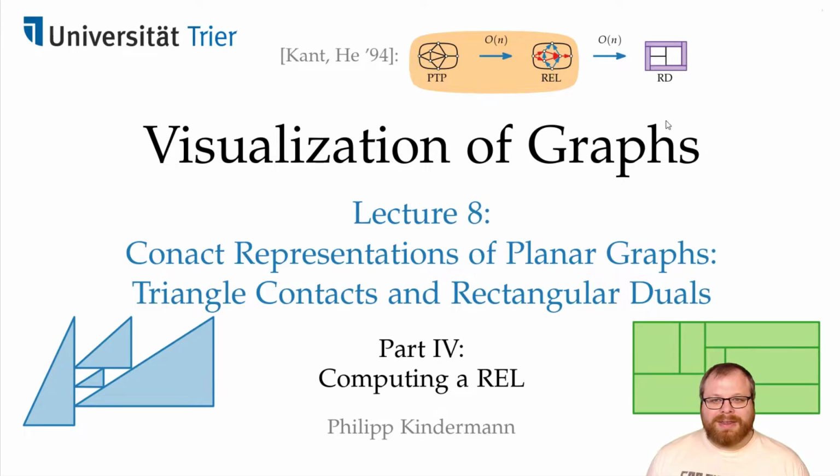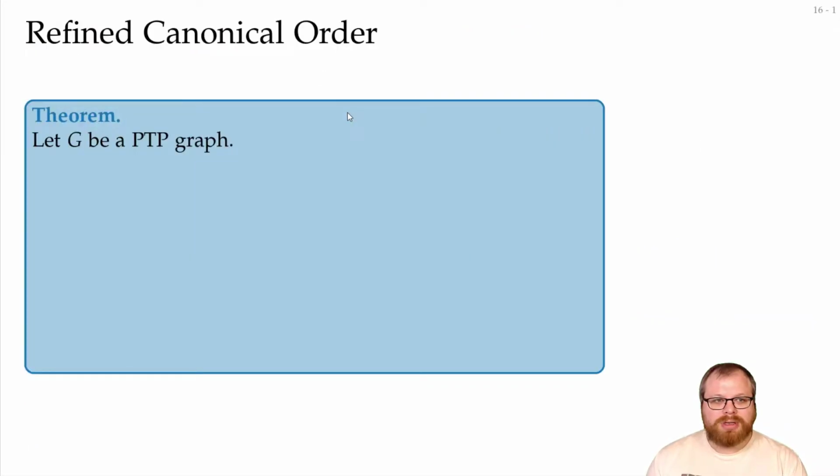We now have a look at the first step of the content-tree algorithm, namely how to compute a regular edge labeling from a properly triangulated planar graph in linear time. For that, we need a new tool, the so-called refined canonical order. This is very similar to the canonical order that we already know, but there is one extra condition.